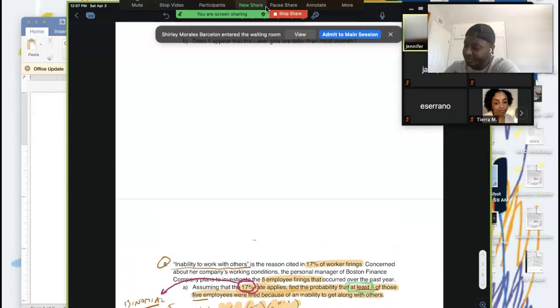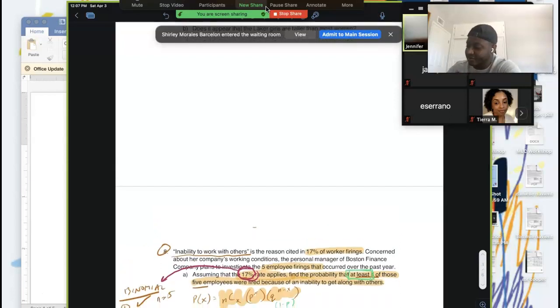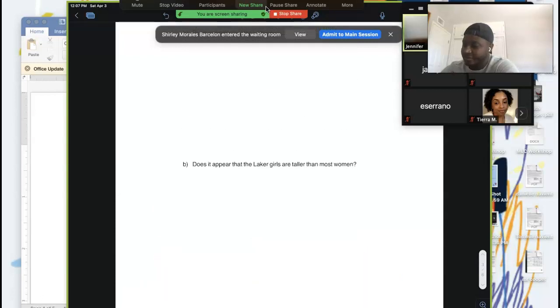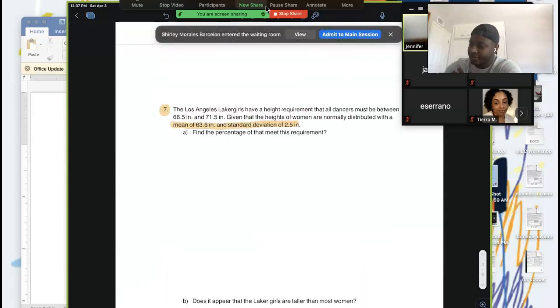And also the fixed number of trials. So the fact that you have 5 total trials. Up here, they gave me a mean, they gave me a standard deviation, and then they told me that it was normally distributed. So that tells you that you're going to use the standard normal distribution.